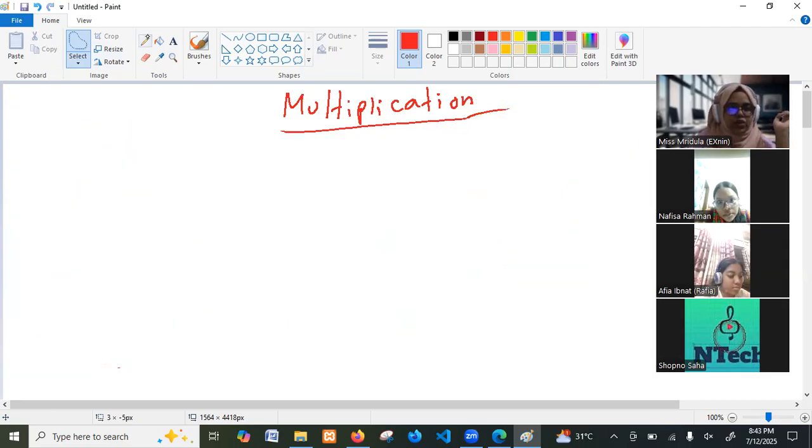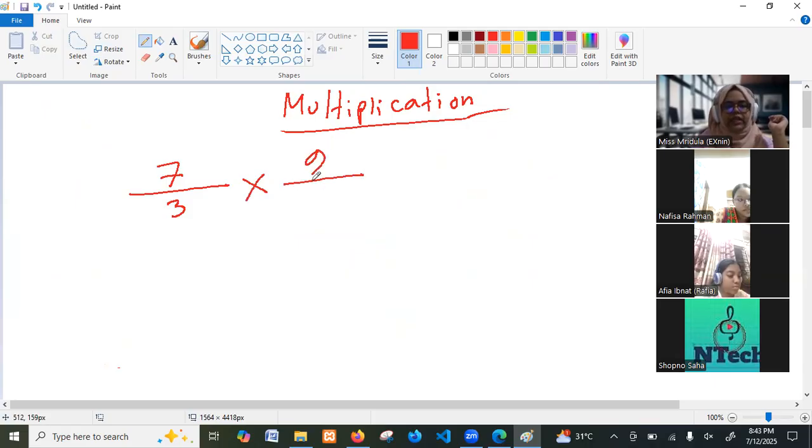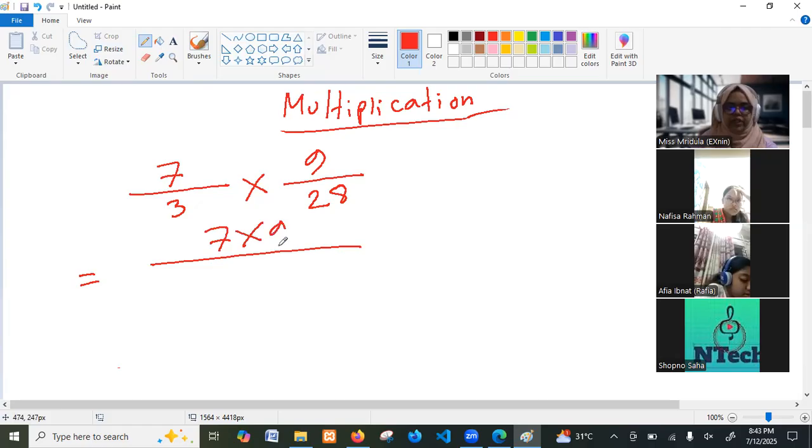Okay, let's go to the second one that we have learned: multiplication of 2 fractions. Suppose 7 over 3 is multiplied by 9 over 28. In this case, what they have told us is that we have to multiply our numerator with numerator and our denominator with denominator. So in this case, the scenario will be something like that.